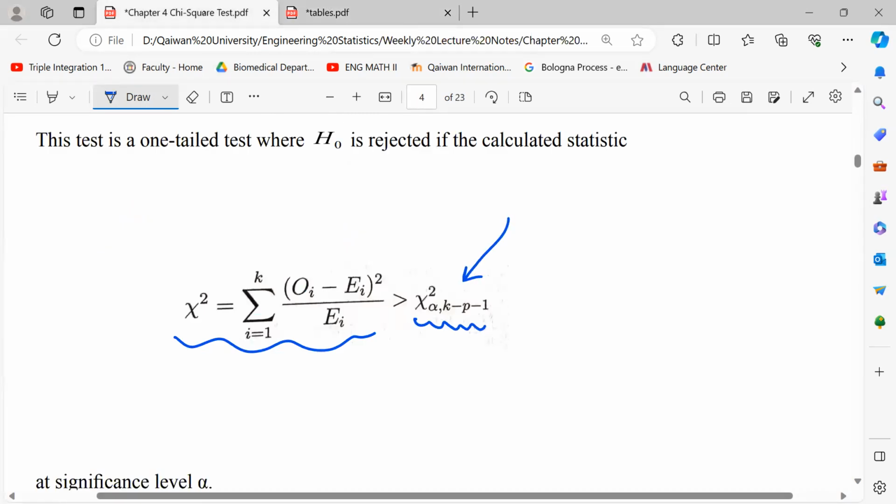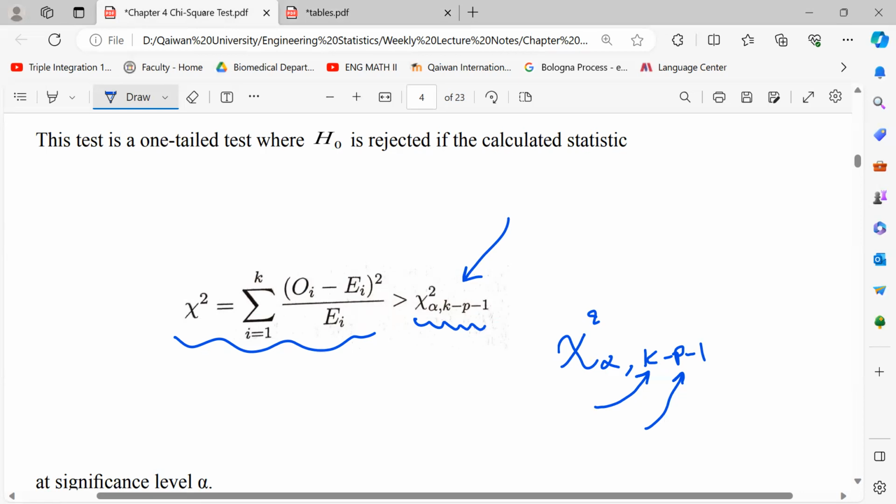You say it is chi-squared of alpha. Alpha must be given. It's the significance level. Alpha, then K minus P minus 1. K is the number of possible outcomes. And throwing a dice, it's 6. And P is the number of unknown parameters.